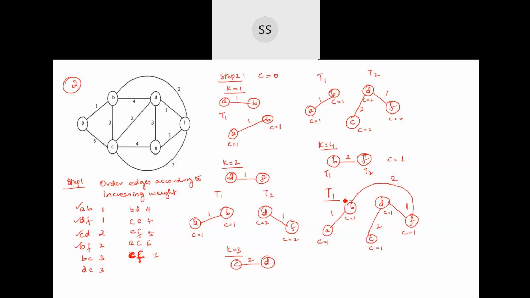I'll redraw this for the next one. Next we'll take k equal to 5. K equal to 5 is BC, which has a weight of 3. So I'll check which tree B belongs to, it belongs to T1. C also belongs to the tree T1. So you will ignore this edge because both the vertices of this edge belong to the same tree. Okay, you have to write the reason there.